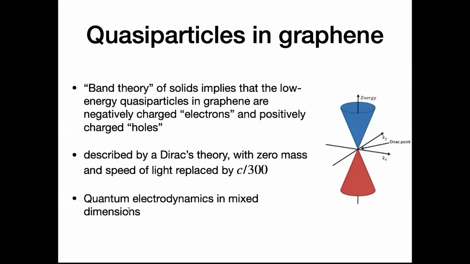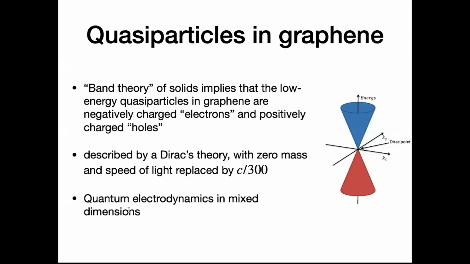So near this Dirac point, we can have electrons and holes. And these quasi-particles are described most easily by Dirac theory, but with the modification that there is no mass for these quasi-particles, and the speed of light is replaced by the speed of this quasi-particle, which is 300 times less than the speed of light. So Dirac theory makes a revival in condensed matter physics with the advent of graphene.